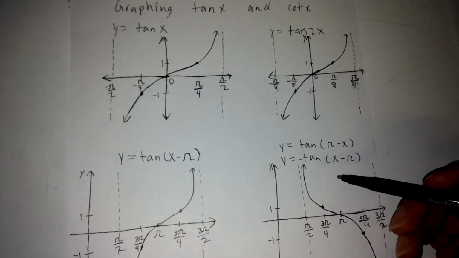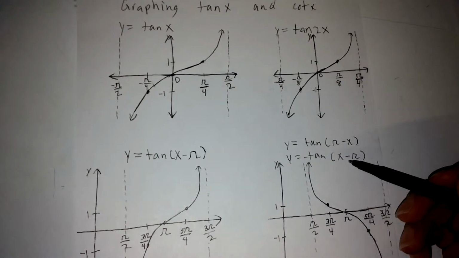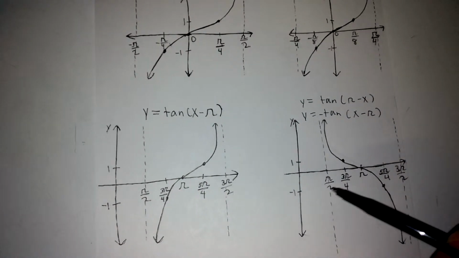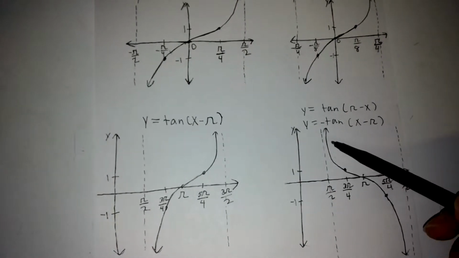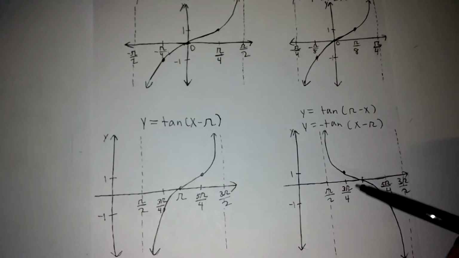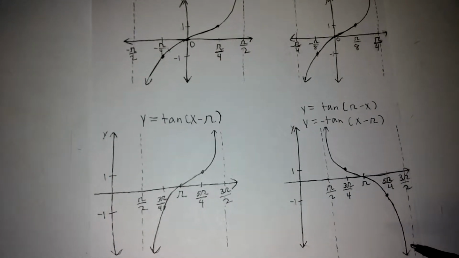Now we'll move on. We have tangent of pi minus x. As you can see, I can rewrite it as negative tangent of x minus pi. As you can see from this graph, it's basically the same except the graph is now flipped to the other side. Essentially, we have basically the same graph.